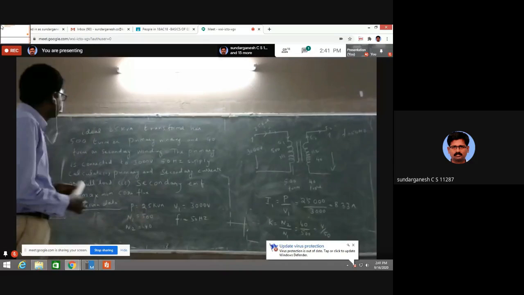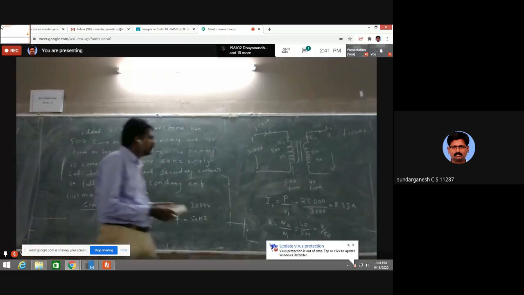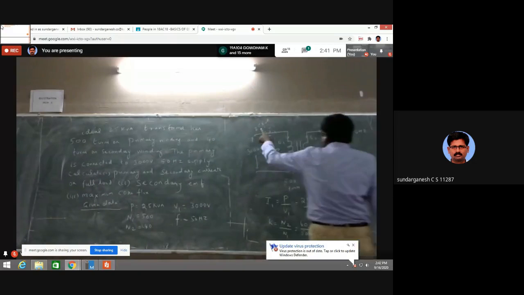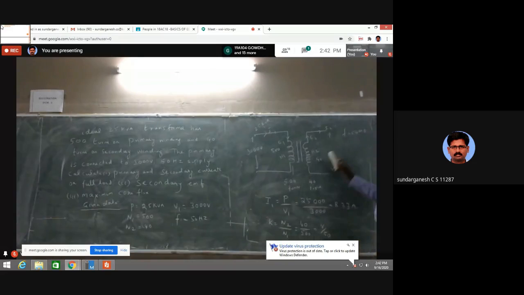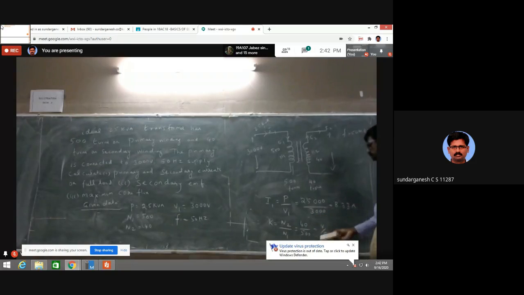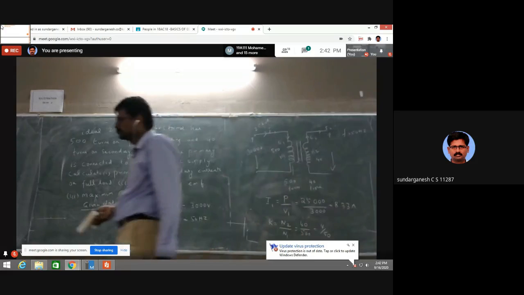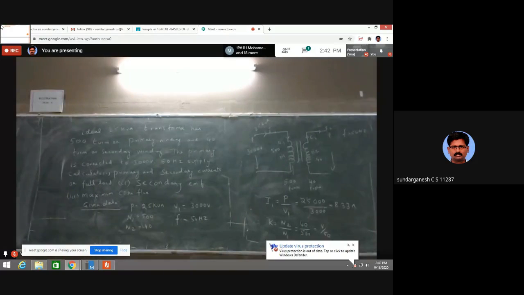So write down the problem, write the given data, draw the diagram. First I am finding the current, power divided by voltage. Next, here I am not able to find it because I don't know the voltage. So I go to the ratio K, N2 by N1, and I get the ratio. From this I will find the secondary EMF and secondary current. Finally, we will move to the maximum core flux. So after finishing the problem, you put it completed.